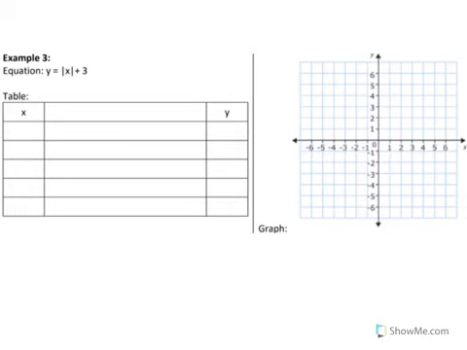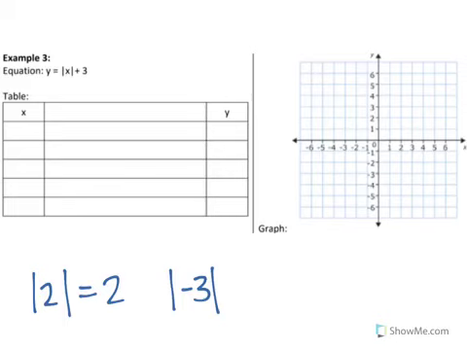The last one was a quadratic equation. This one is an absolute value equation. What absolute value does is turn whatever is inside it positive. So if we put in a positive x value, the absolute value of 2 would equal positive 2, so it stays positive. For another example, if we took the absolute value of negative 3, well, absolute value turns everything positive, so that's going to equal positive 3.